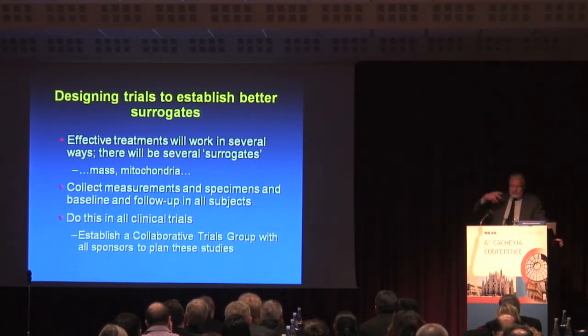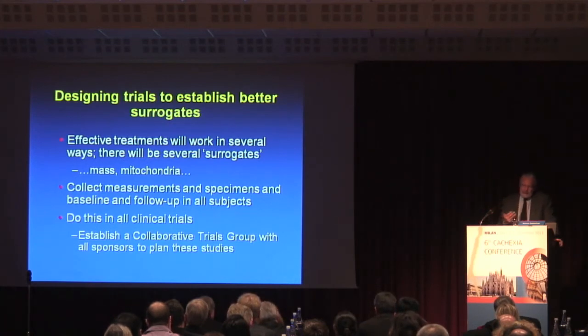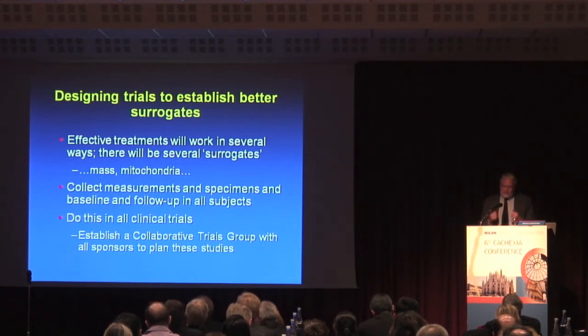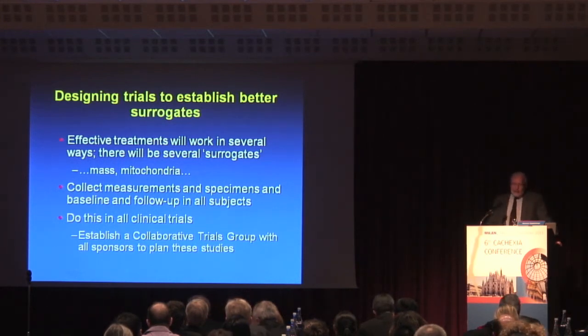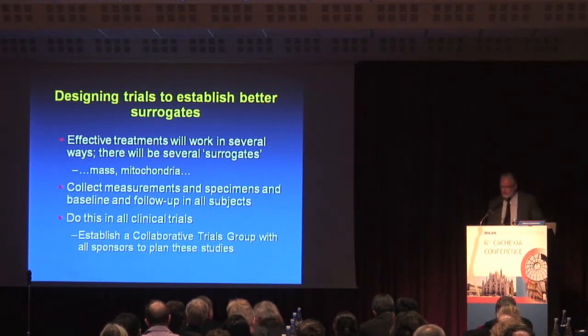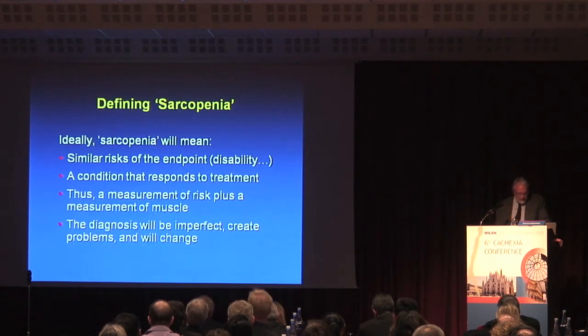And so the surrogate marker is likely to be a combination measure. And in order to define a good surrogate, both for drug development and eventually for the endpoints of trials, I think it's important to collect the measurements of the specimens at baseline and in follow-up in all subjects participating in trials. In order to do this, ideally it would be done across sponsors through something like a collaborative trials group that would help ensure that we are getting the best bang for our buck in creating surrogate markers for trials.